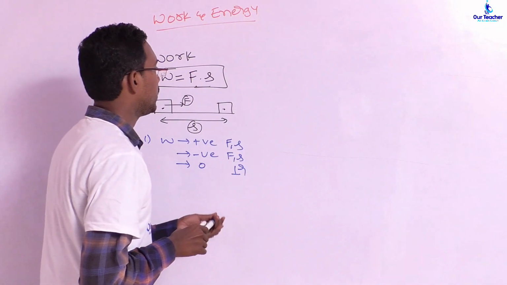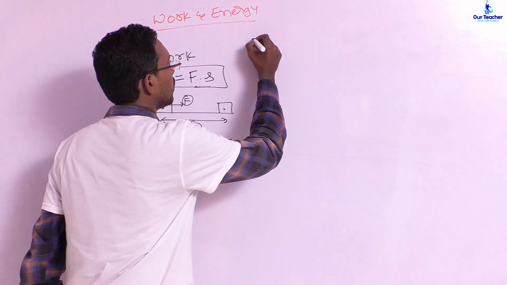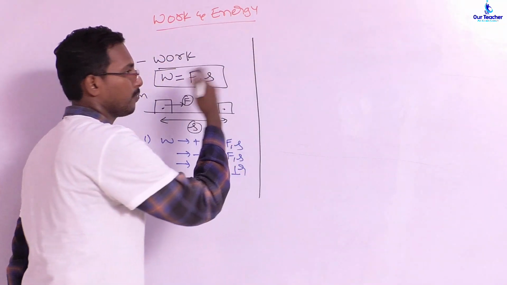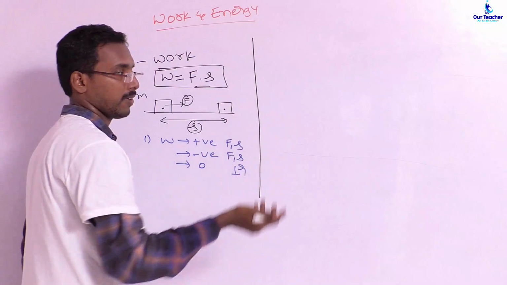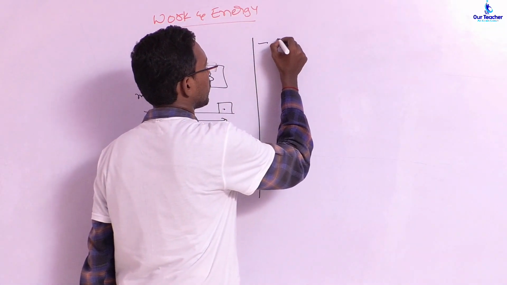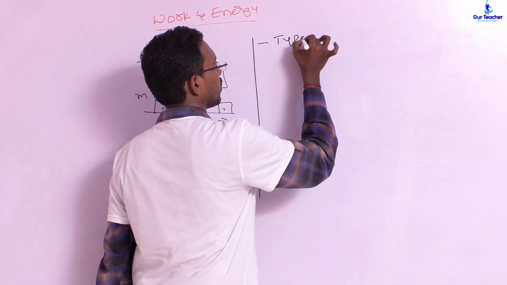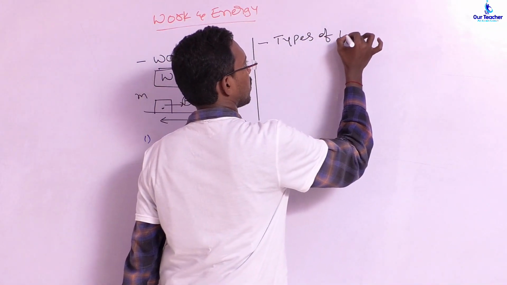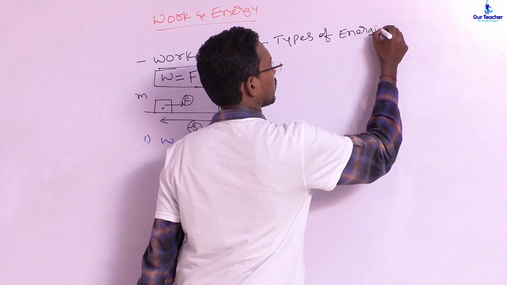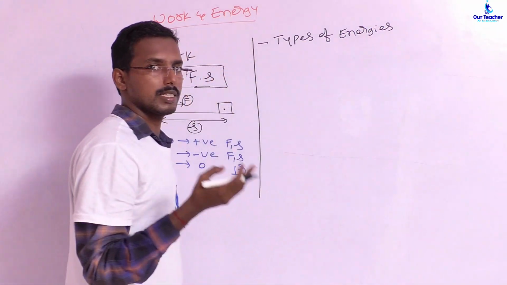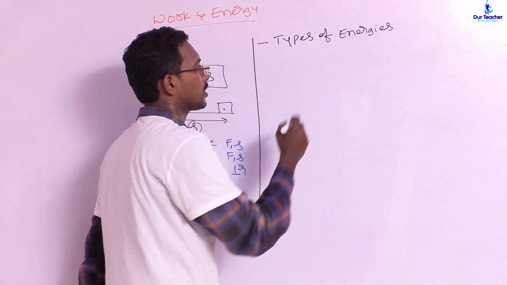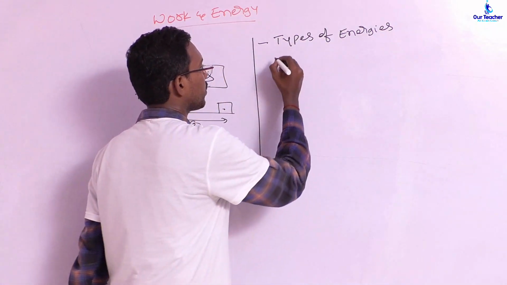And the next one, we will deal with the topic known as types of energies. We have different forms of energies: chemical energy, mechanical energy, kinetic energy, potential energy. Among all these kinds of energies, we will deal with two important types of energies.